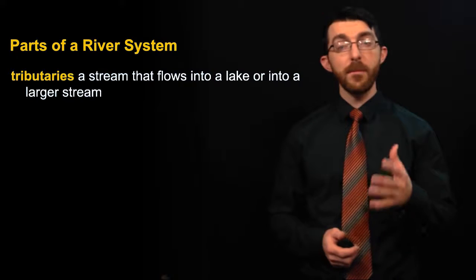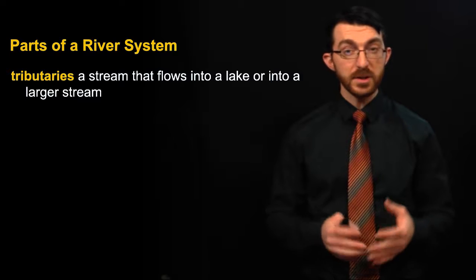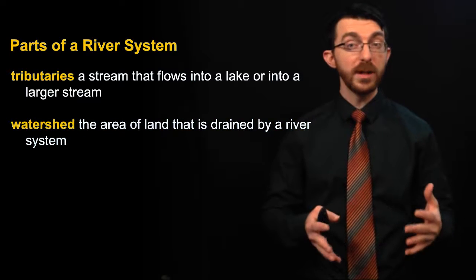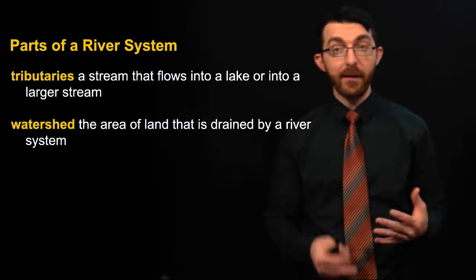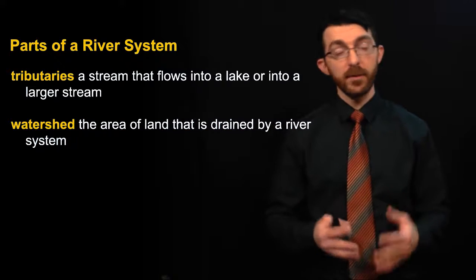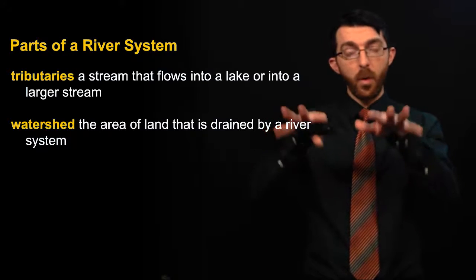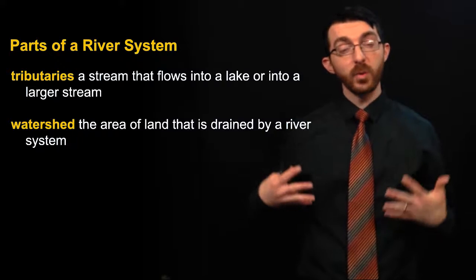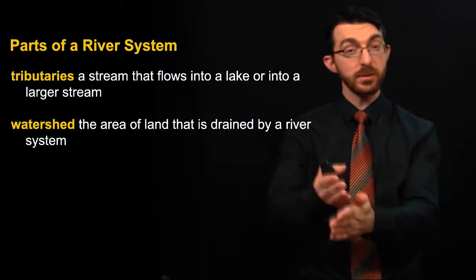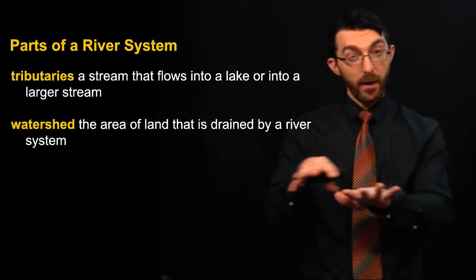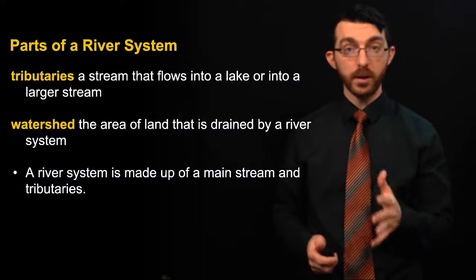So let's talk about the parts of a river system for a moment. First, you've got tributaries. These would be streams that flow into a lake or into a larger stream. Basically, they feed it. The watershed is the area of land that is drained by a river system. You've got a large flat area, rain falls on it, puts water into the ground. All that water drains out to the ocean, but they do so by collecting into a stream through tributaries. That large flat area that has all that groundwater that drains out through the river is called the watershed.